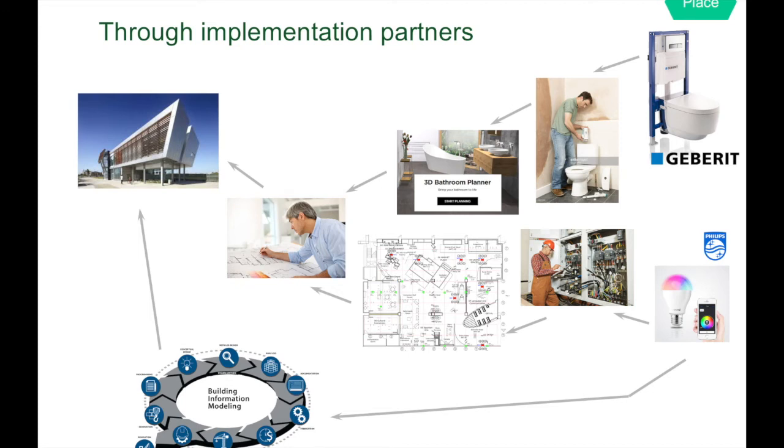So implementation partners can be great partners. They can help us to bring our products to market, or we can foresee that the chain of implementation partners changes. So in this case, it's a software that takes over many activities, many roles. And then we can try to integrate with this software, which allows Geberit and Philips to have new routes to the customer, to the end customer.